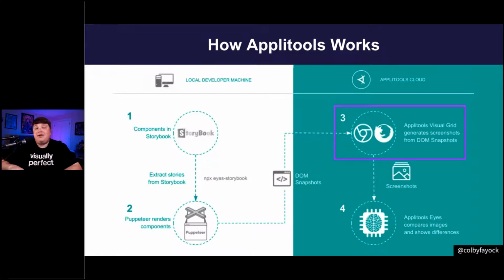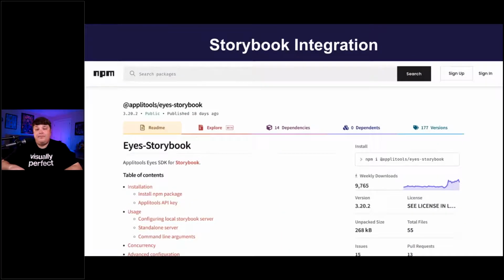But with all those snapshots, Applitools will use its Visual Grid, depending on your configuration, to generate those screenshots. Finally, Applitools Eyes will use machine learning to compare those images and intelligently look for differences, where it will then show those differences inside of the UI. To do this, you can use the Applitools Eyes Storybook SDK. It's an NPM package that makes it really easy to install right inside of your existing Node project.